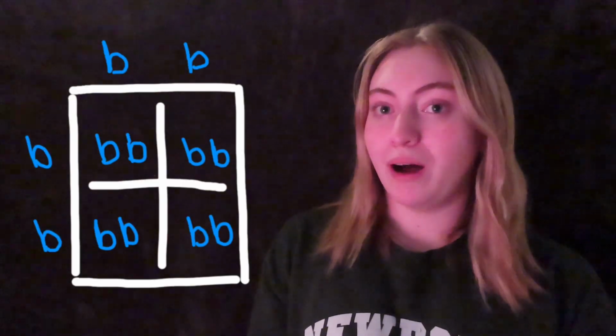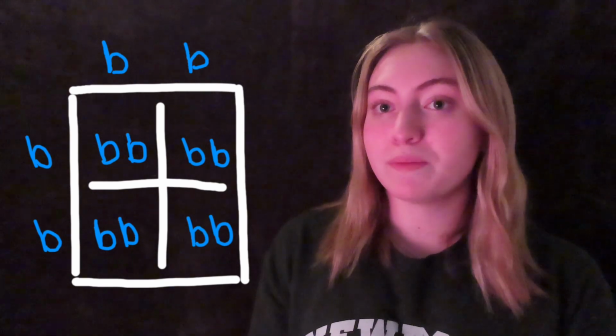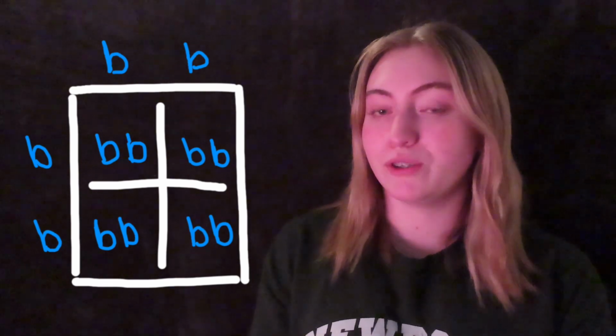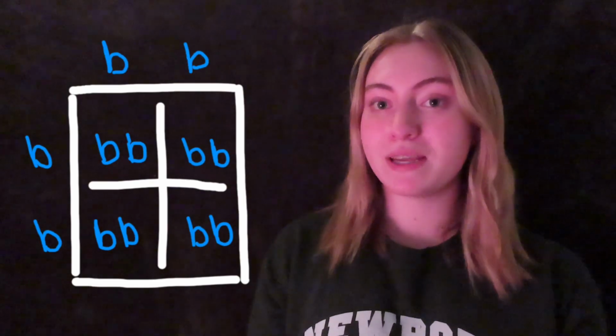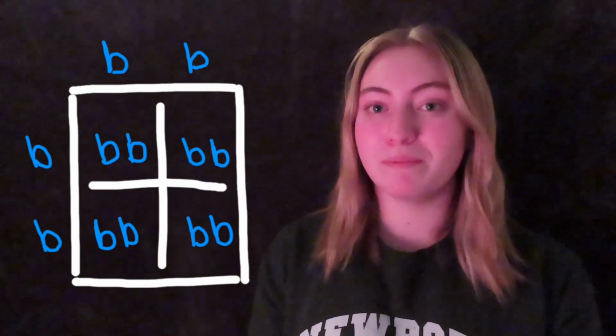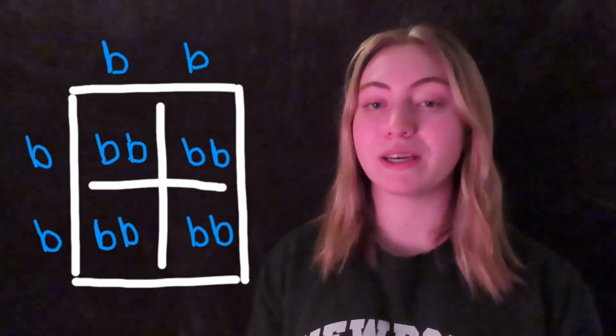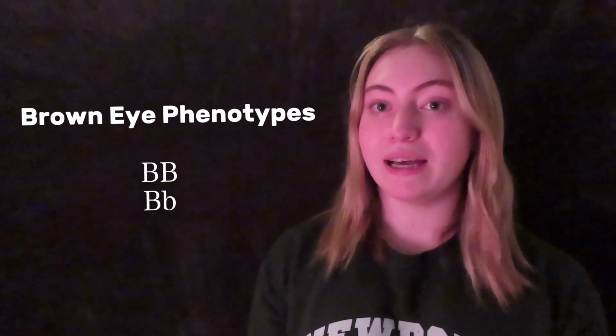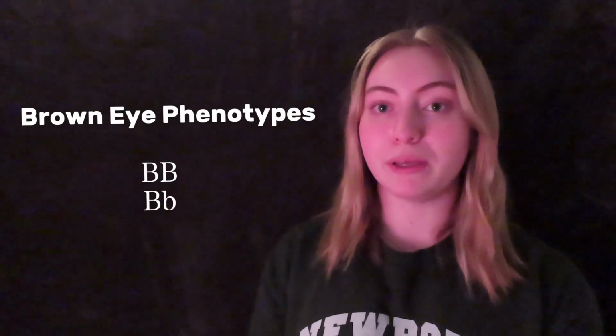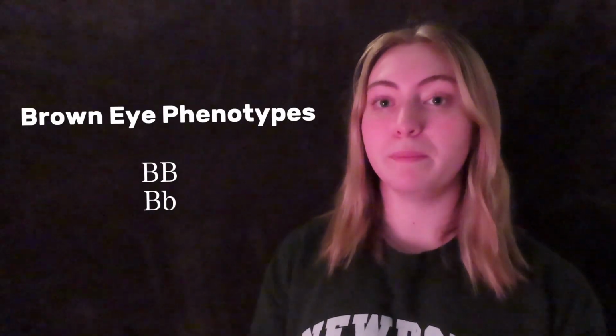So, my mom must have two little b's because to have blue eyes, you must have two little b's. My dad also must have two little b's, meaning that me and all of my siblings have blue eyes because the only possibility is two little b's. Whereas, people with brown eyes could have big B little b or big B big B.